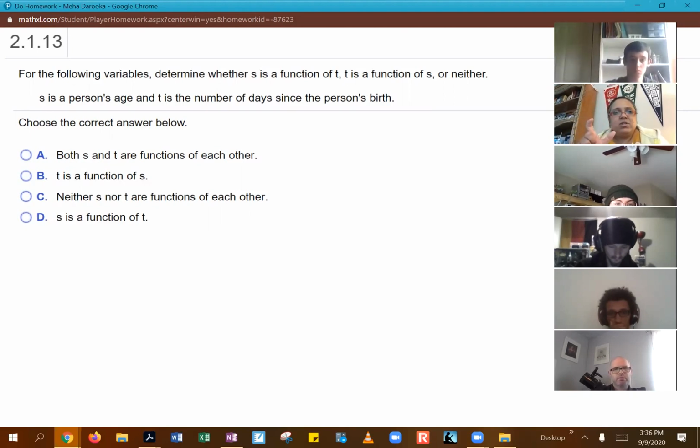So the ages for S and T represent the number of days since they were born. If you know the person's age, can you calculate the number of days since their birth? And of course, the other way, if you know the number of days since they were born, will you be able to calculate their age? So is it one way or the other way? Is it both or is it neither?